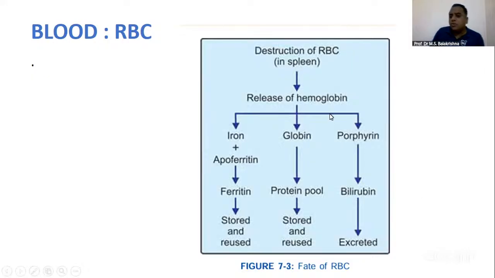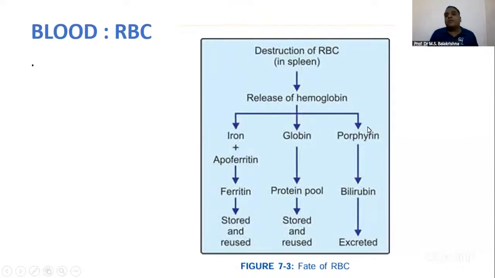So when the hemoglobin breaks, we get three components: iron, globin, and porphyrin. This iron plus apoferritin gets converted to ferritin, and they are stored and reused. So even when the RBC is broken down, this iron plus apoferritin is again reused by the body. The globin component breaks down and becomes the protein pool, stored and reused. So both iron and globin are reused.